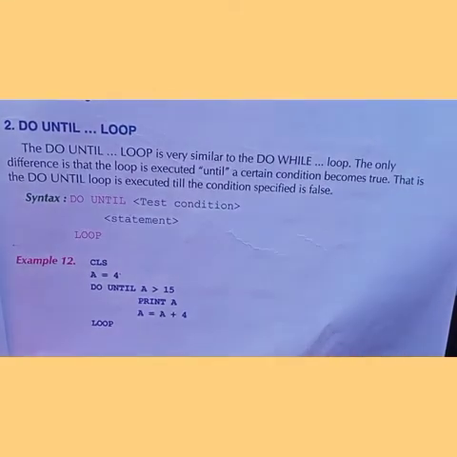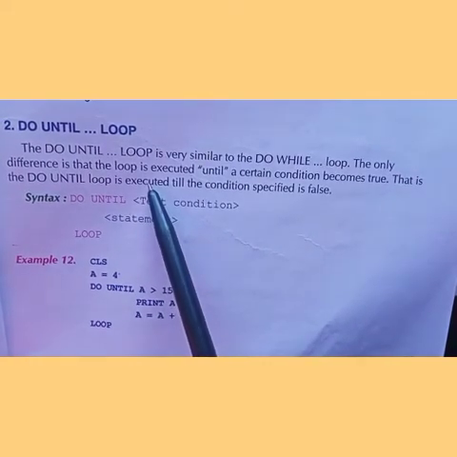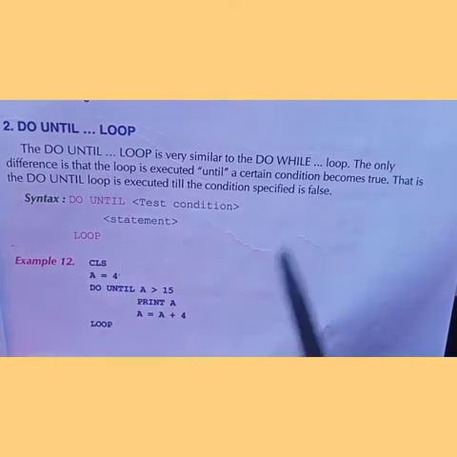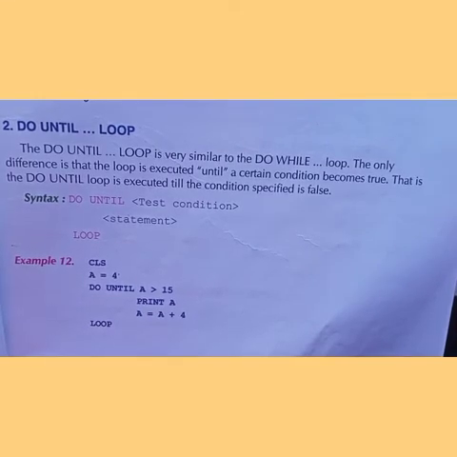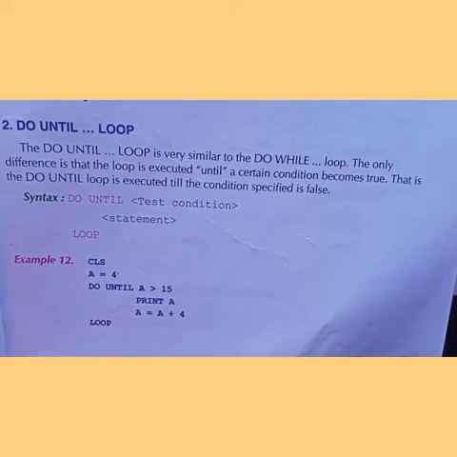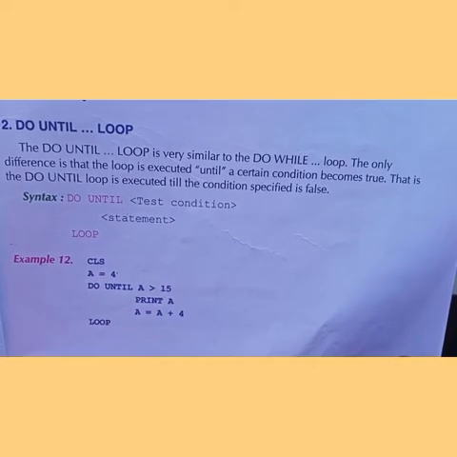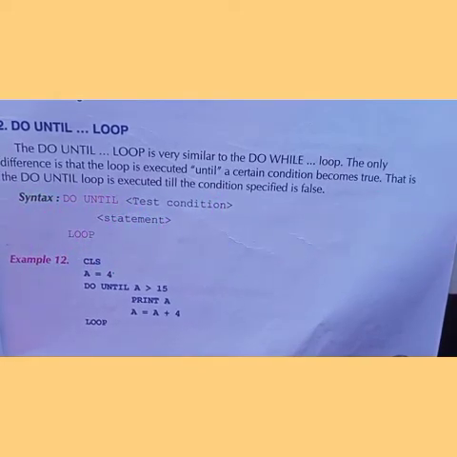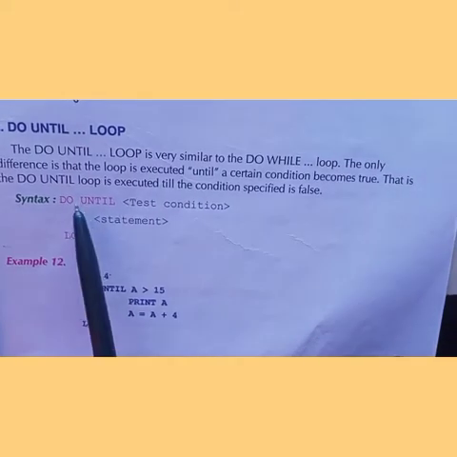That is, the do until loop will be executing itself until the specified condition is false, whereas do while executes itself until the condition is true. So note down the difference, that the difference is only of the test condition. Do while will go on until the test condition is true. Do until will go on until the test condition is false. So let us see the syntax.